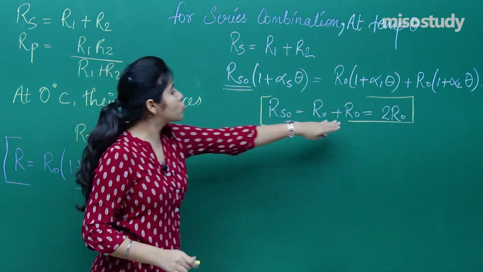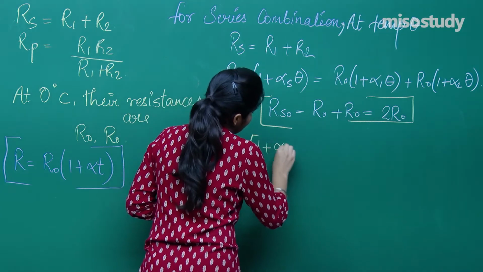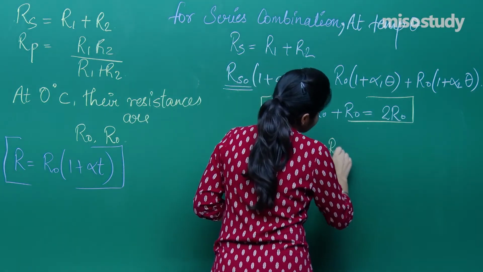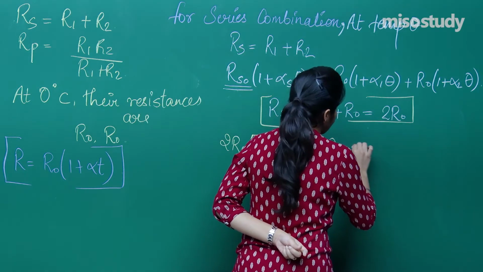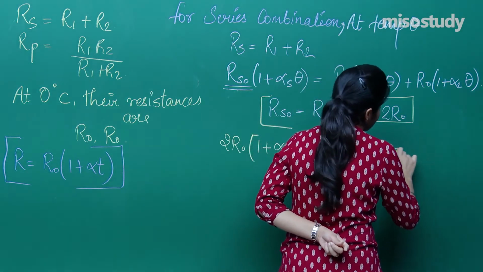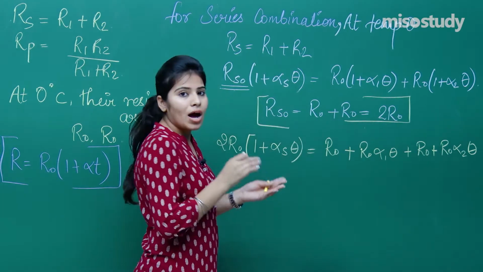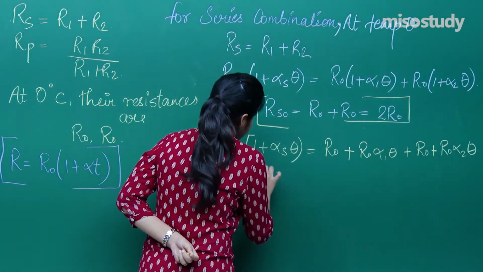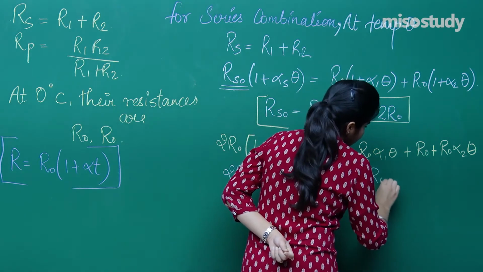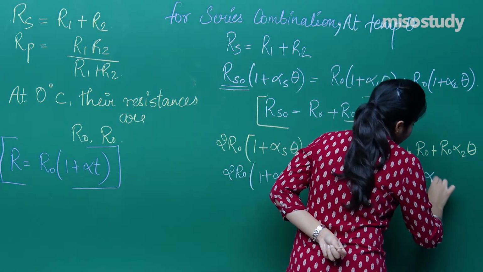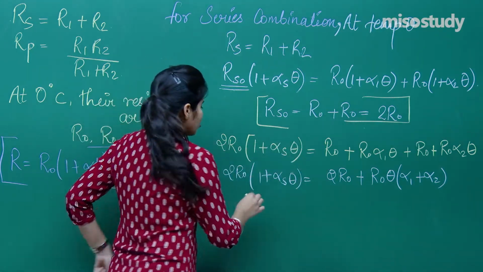So, put 2R0 in place of this RS0. So, we will be having 2R0 (1 + alpha S * theta) equals R0. If I take R0 as my common term, let me first open the bracket: R0 plus R0 alpha 1 theta plus R0 plus R0 alpha 2 theta. If now I take R0 as common, I will be left with R0 plus R0, that is 2R0, plus R0 theta, and I am left with alpha 1 plus alpha 2, right?